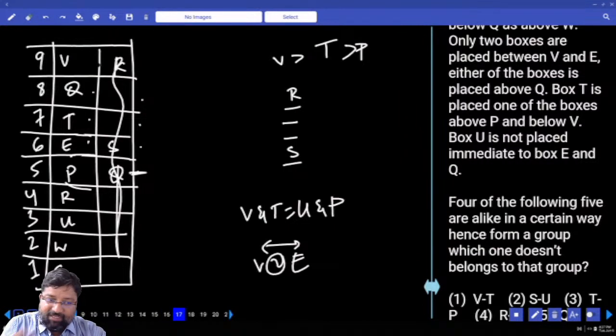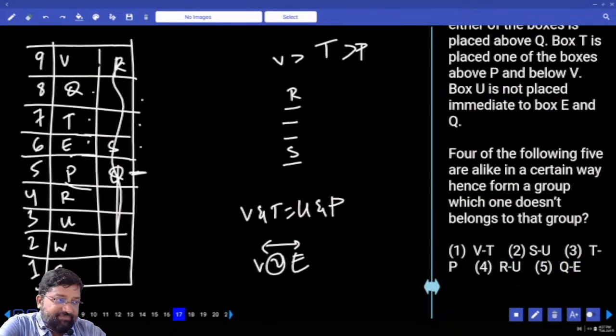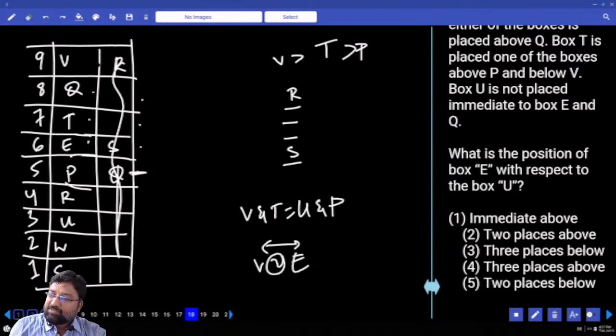Four of the following 5 are alike in a certain way. How many boxes between V and T? Only 1 box. S and U, 1 box. T and P, 1 box. R and U, adjacent. All others, 1 box between them.